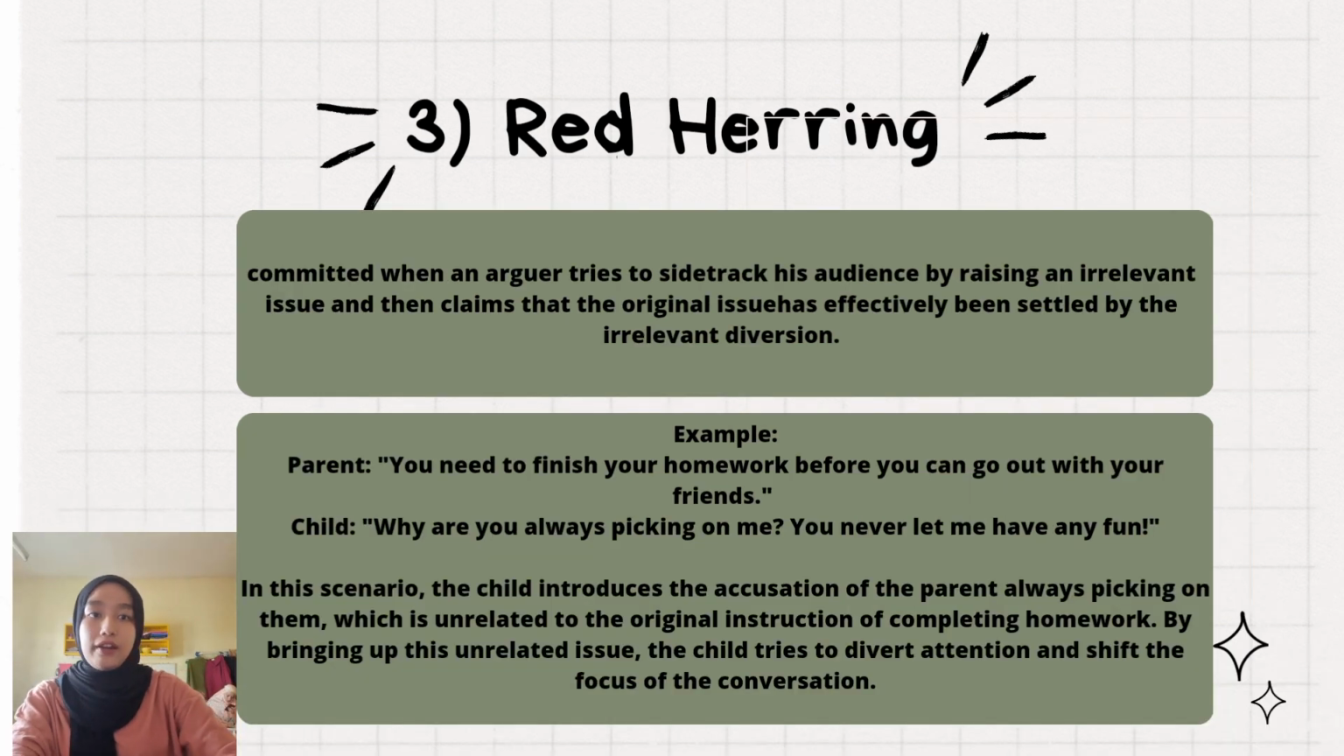The third one is red herring. Red herring is committed when an arguer tries to sidetrack his audience by raising an irrelevant issue and then claims that the original issue has effectively been settled by the irrelevant diversion. The purpose of using a red herring is to distract or confuse the audience, leading them away from the central point of discussion.